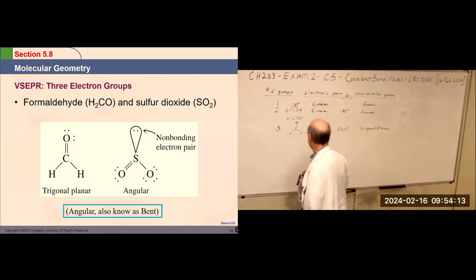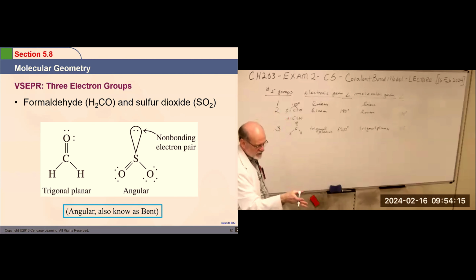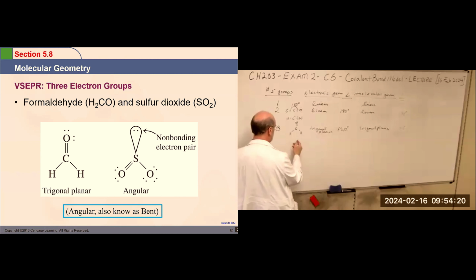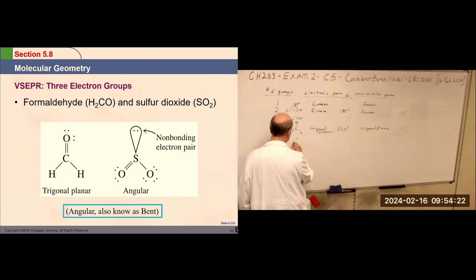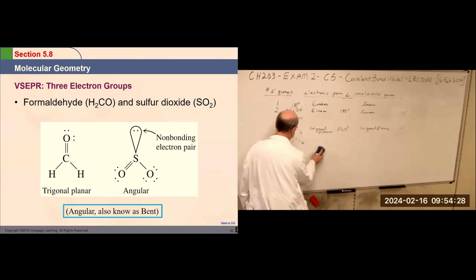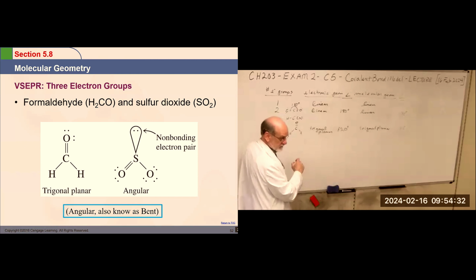But what if we have something like, their example is sulfur dioxide. I like water better. So if we have water, no, that's not right. Sorry. They picked that one for a good reason.